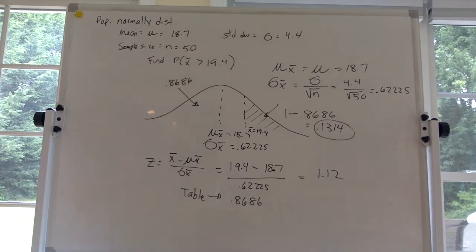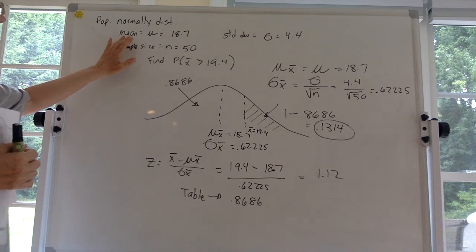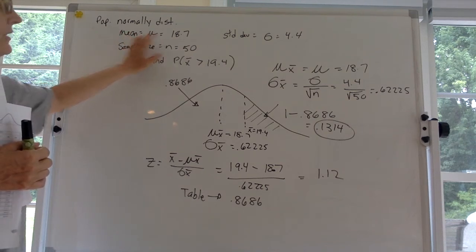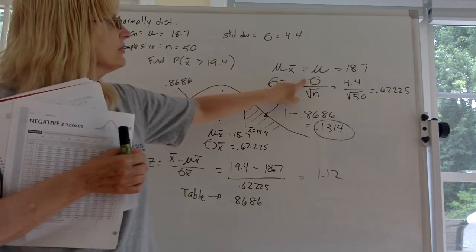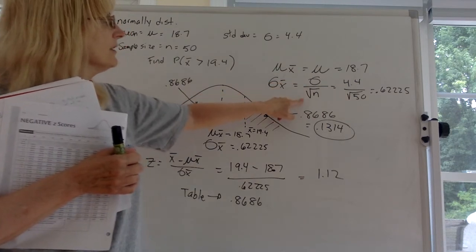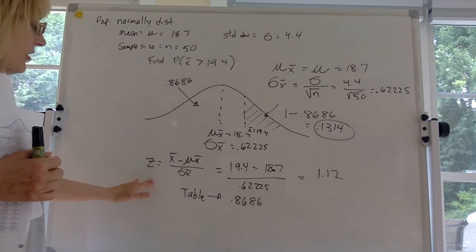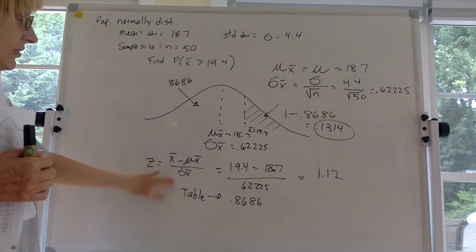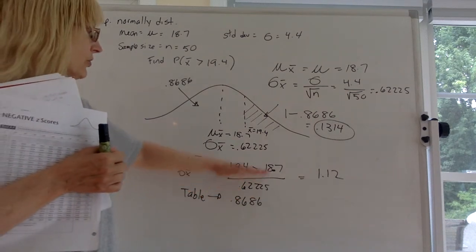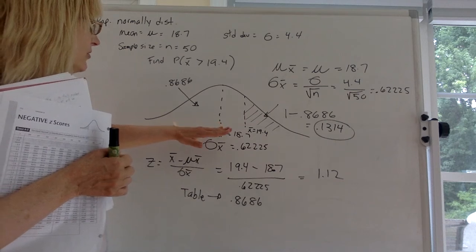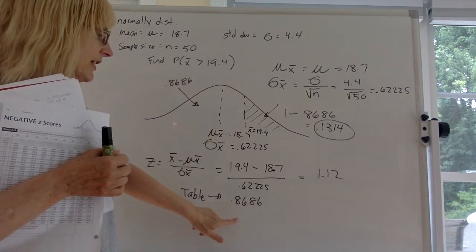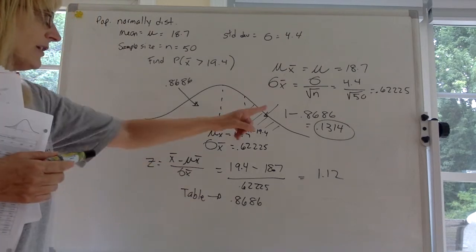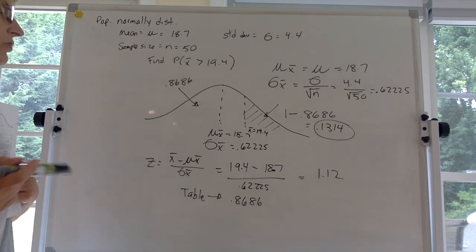Okay, so first thing you got to do is realize that the sample mean is equal to the population mean. The sample standard deviation is the population standard deviation divided by the square root of n. Use those values to plug in to get your z. Get a z-score. Look it up in the table. Remember that if we're saying greater than, you have to do 1 minus whatever you get out of the table. So that's what we did. We got 0.1314.